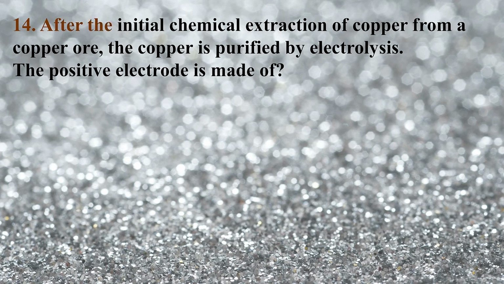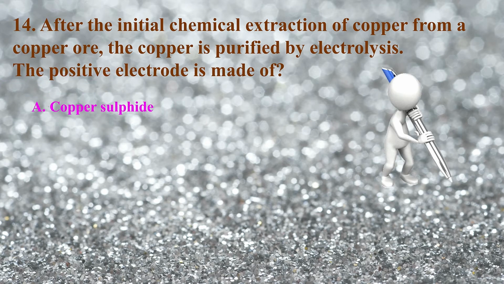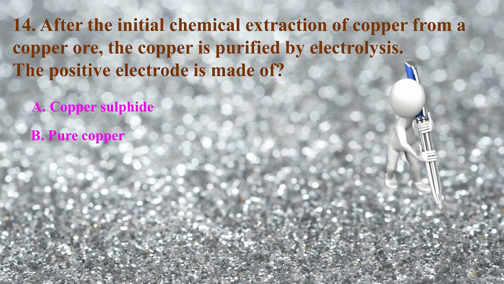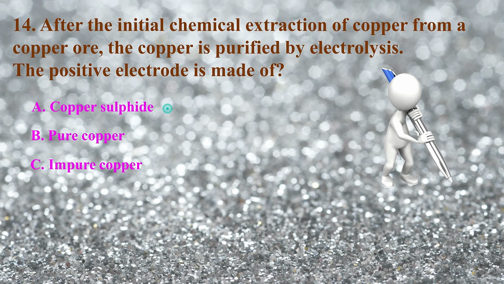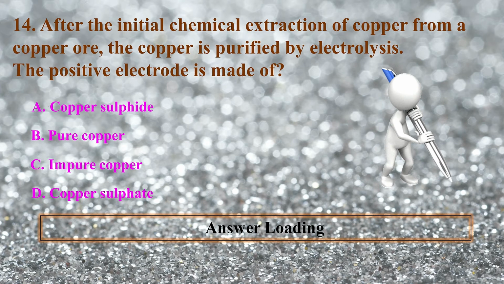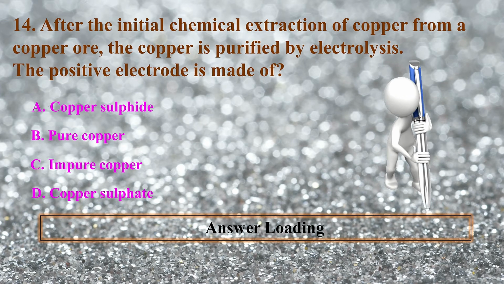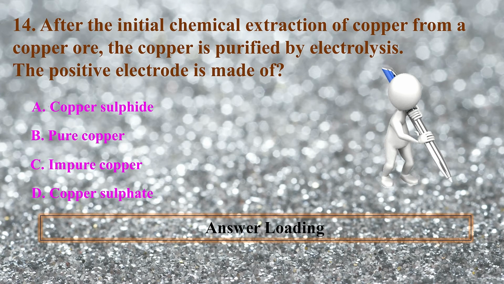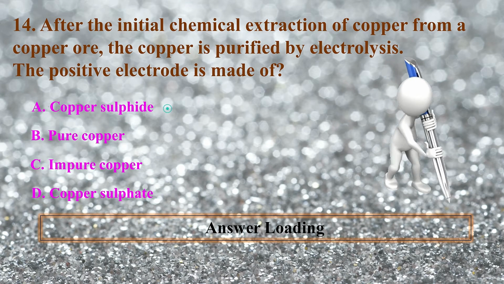Next question is, after the initial chemical extraction of copper from a copper ore, the copper is purified by electrolysis. The positive electrode in this process is made of? And options are: A, copper sulfide, B, pure copper, C, impure copper, D, copper sulfate. Positive electrode is actually anode. You have to identify through which substance anode is made in this purification process. Your time starts now.